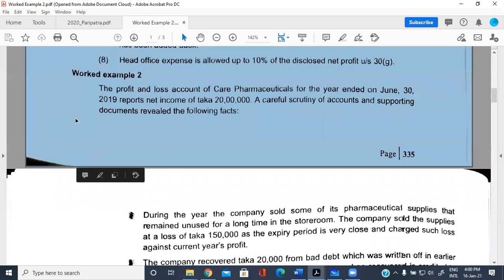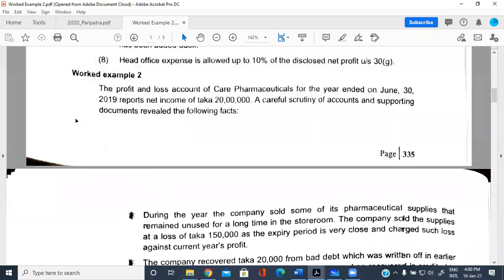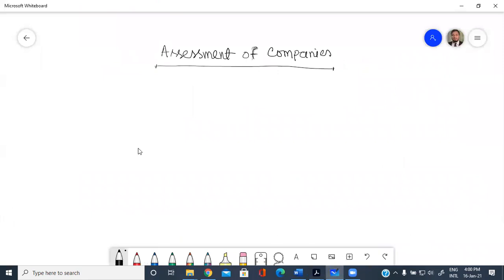So the profit and loss account of Care Pharmaceuticals for the year ended on June 30, 2019 reports net income of taka 2 million, right? So first of all, we need to write down the net income disclosed by the company. I'm just writing for rough work, it will not be a complete solution. Net income is 2 million, disclosed by the company, as per the profit and loss account.